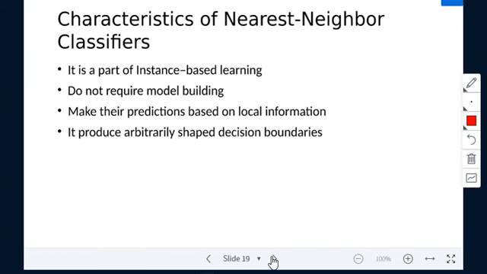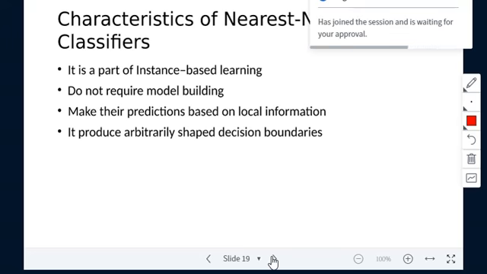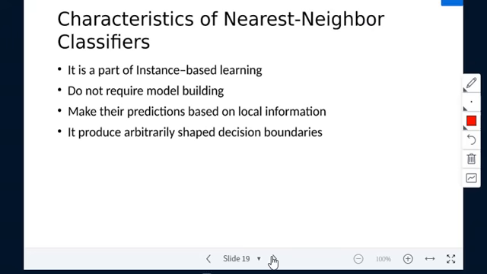So, the characteristics of nearest neighbor classification. It is a part of instance based learning. That means it uses specific training instances to make the prediction without having to maintain an abstraction derived from the data. It does not require model building.